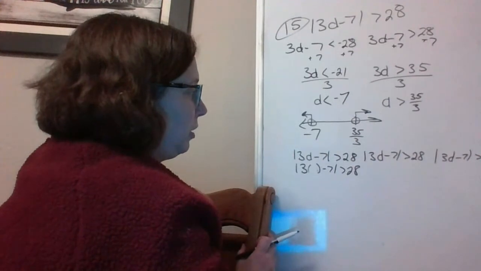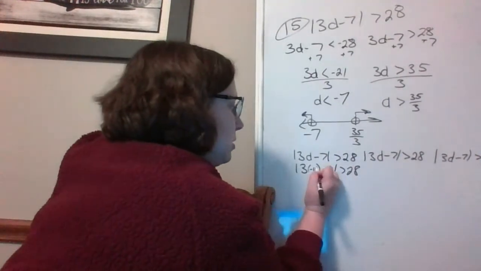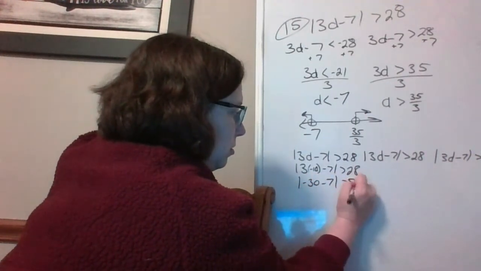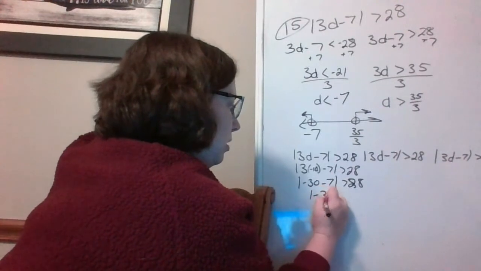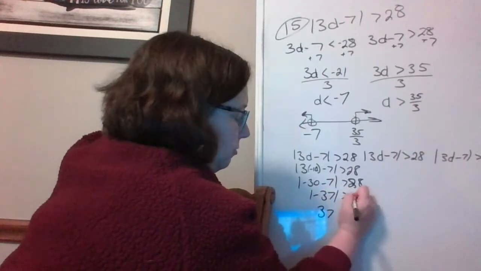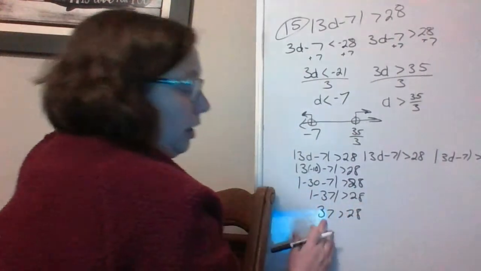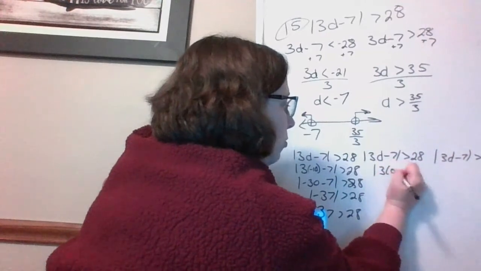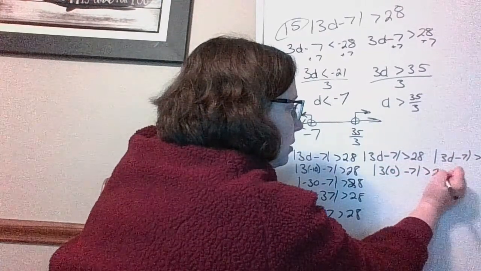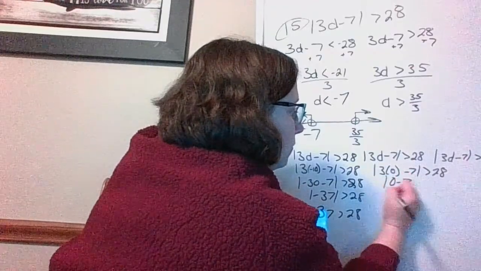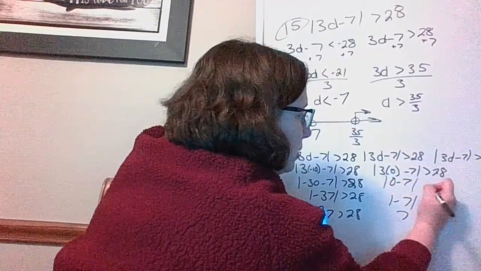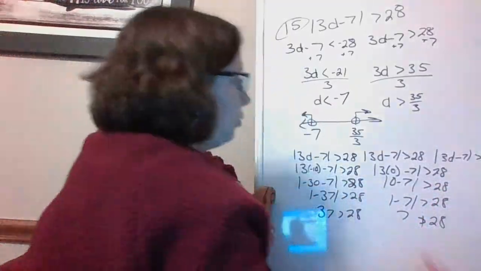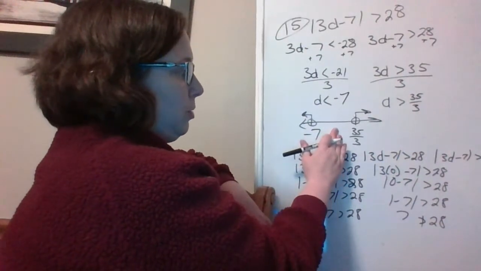So I now need something that is smaller than -7. I'm going to say -10. So I get negative 37, which is 37 is greater than 28. That is true. Now we go to our check that should not work. I'm going to plug in 0. Which we get 7 is greater than 28. Which of course is not true, and it shouldn't be because it was in that in-between zone.